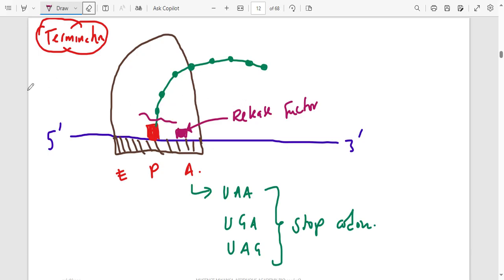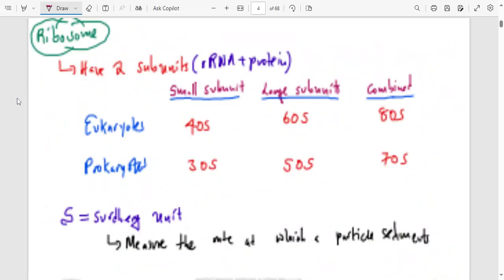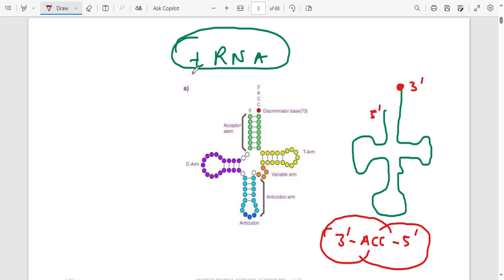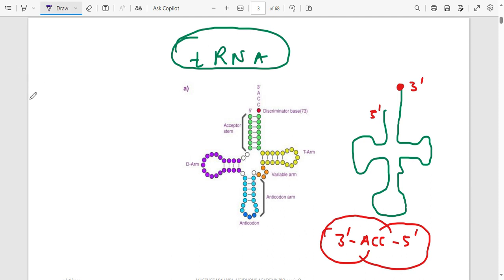Now let's talk about one important thing. There is what is known as tRNA charging. tRNA has to be charged. How is the amino acid being added to tRNA? That is what we are calling tRNA charging or amino acid activation. tRNA charging is basically getting an amino acid and adding it to this guy. Amino acid activation is a bit similar.